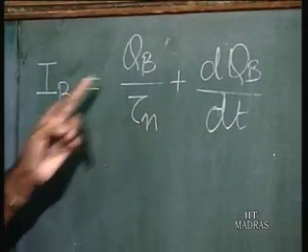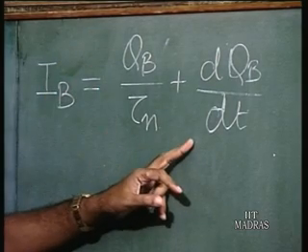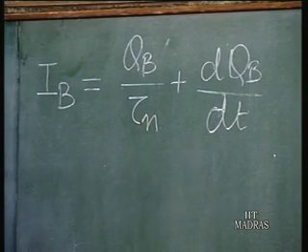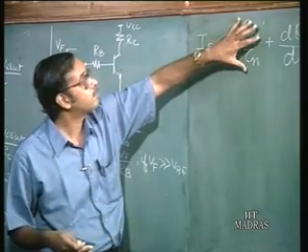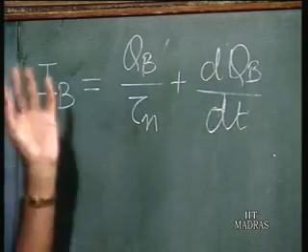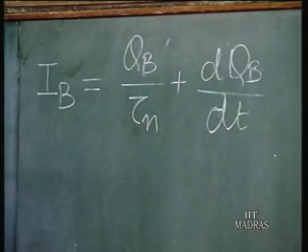And so, if the base current is more than this, what happens? The base charge is going to build up. There are charges flowing in. So, it partly compensates for recombination, and whatever is excess, it increases the stored charge in the base.